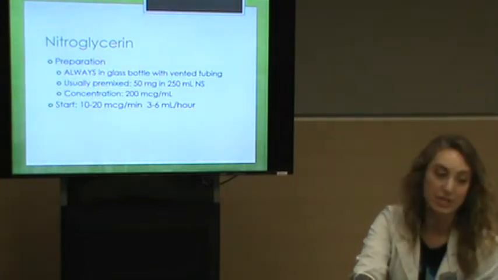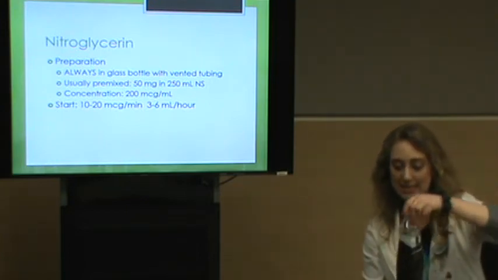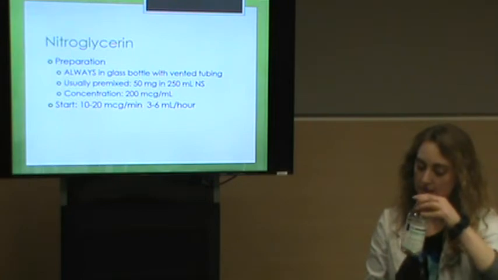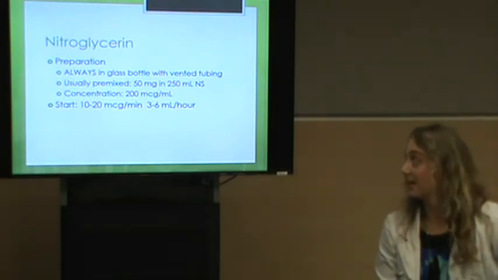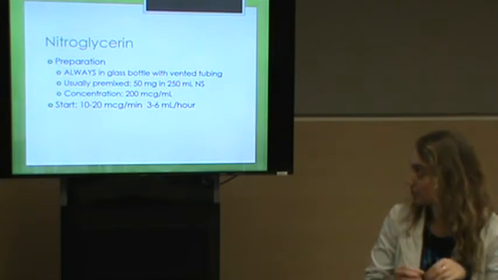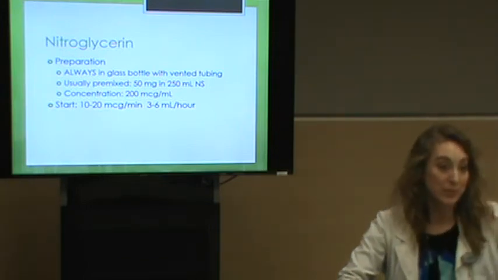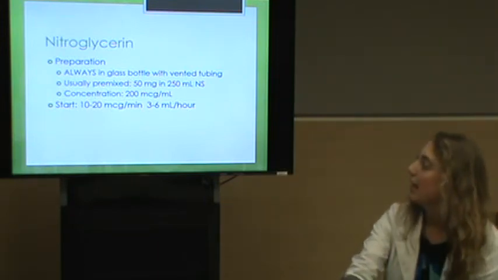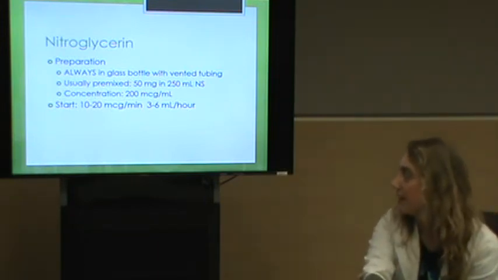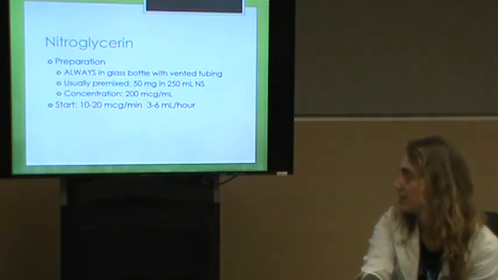In terms of preparation, it's always in a glass bottle. It looks like this. It needs to stay light protected, so we're going to stick it back in. It needs to be used with vented tubing, which typically you would have immediately available, or we would send for you if you needed it. The concentration is 200 mics per ml. You start at 10 to 20 mic per minute, which is 3 to 6 mLs per hour.